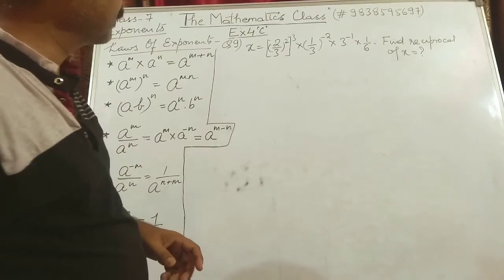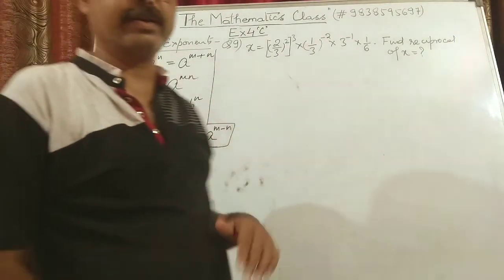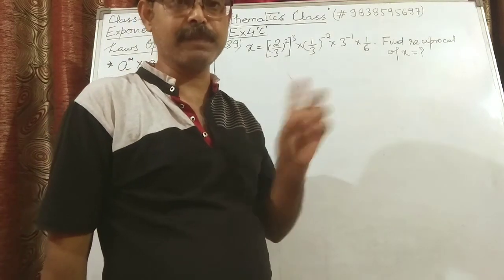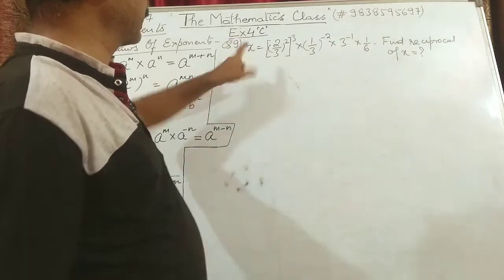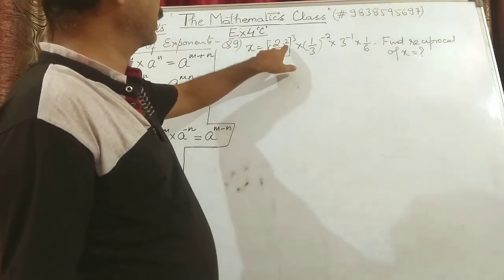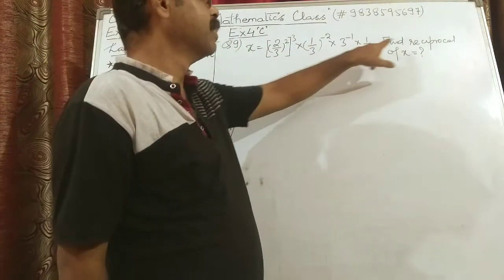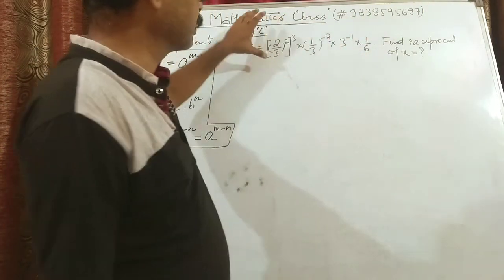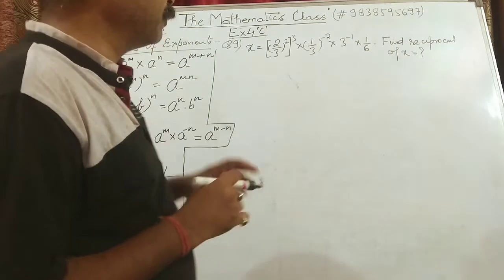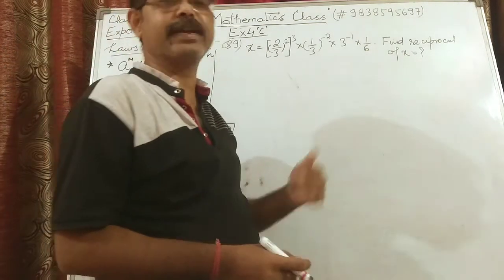Now we move on to the next question. In this question, I have left question number 8. Question number 8 is of the type that we have done in the above questions. Now I have taken question number 9. If x is equal to (2/3)^2 whole power 3 times ..., find the reciprocal of x. x is this whole expression. So first we'll solve x and then we'll find the reciprocal.